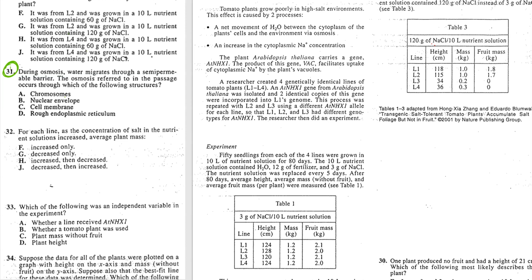We're at question 31, and it says, during osmosis, water migrates through a semi-permeable barrier. The osmosis referred to in the passage occurs through which of the following structures? Now, a good number of students who remember their science classes and the cell would be able to answer this one without even looking at the passage.